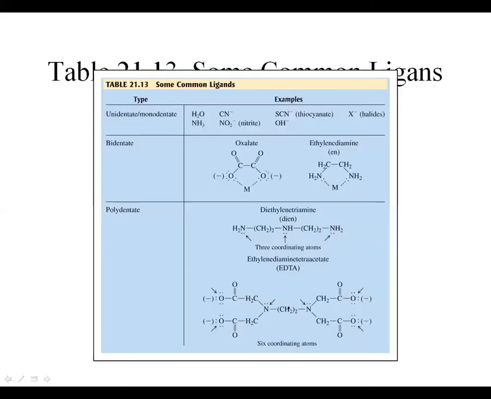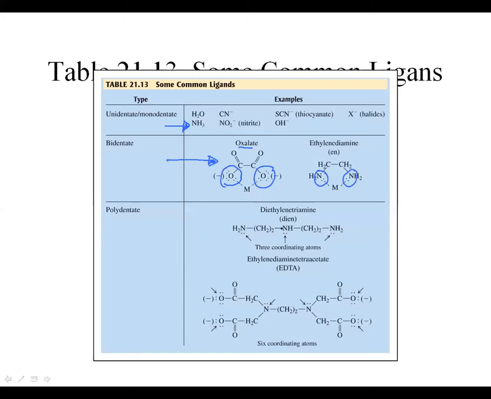Here's a table, again, not from your book, but I believe you do have a similar table, but here it is anyway, so you can see it. Here's a list of some of our monodentate ligands. So we got our water, our cyanide, our thiocyanate, any of the halogens, fluorine, chlorine, bromine, nitrite, hydroxide, NH3. Here again are a couple of very common bidentate ligands. So we have our oxalate, again, at each of the oxygens is going to be able to attach. And here at each of the nitrogens in our EN, it will be able to attach to the metal.